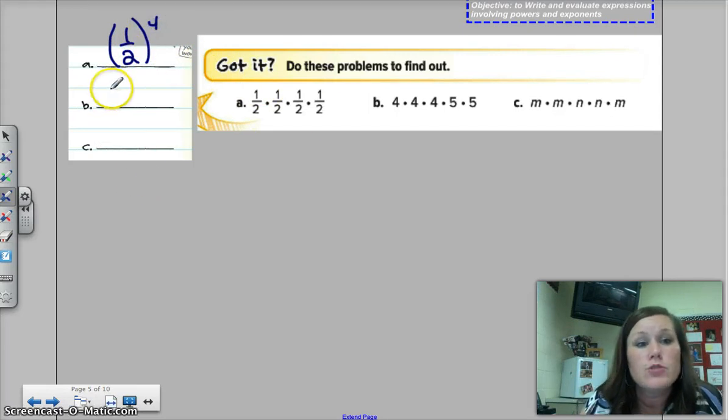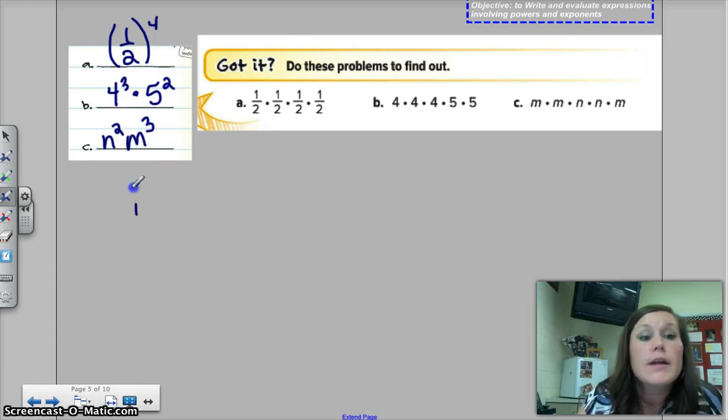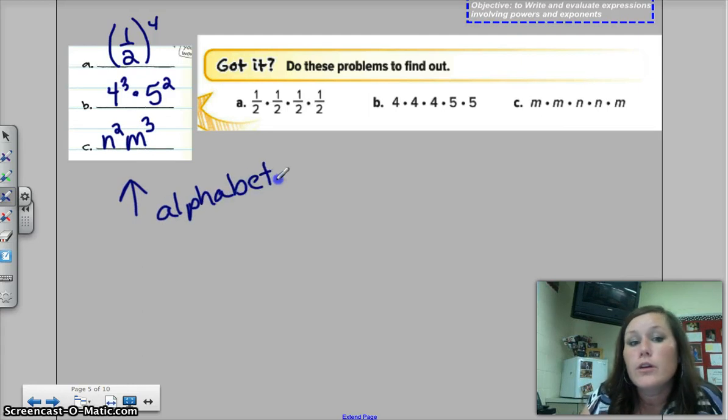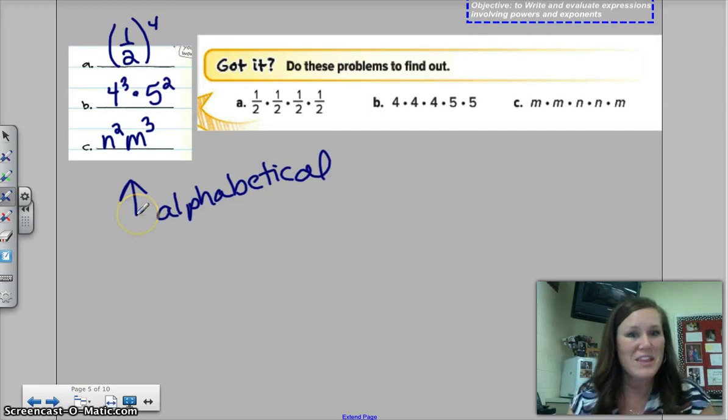In part B, you should have 4 to the 3rd times 5 squared. And in part C, you are going to have n squared m to the 3rd. It needs to be alphabetical. Your variables have to go in alphabetical order. It's just the proper way to write them.